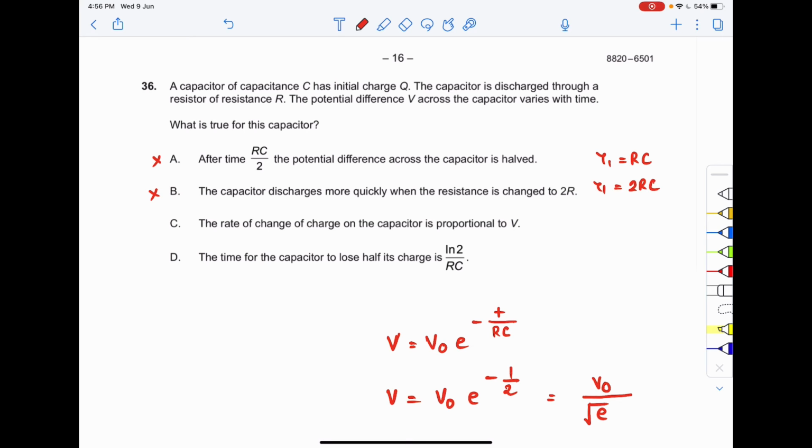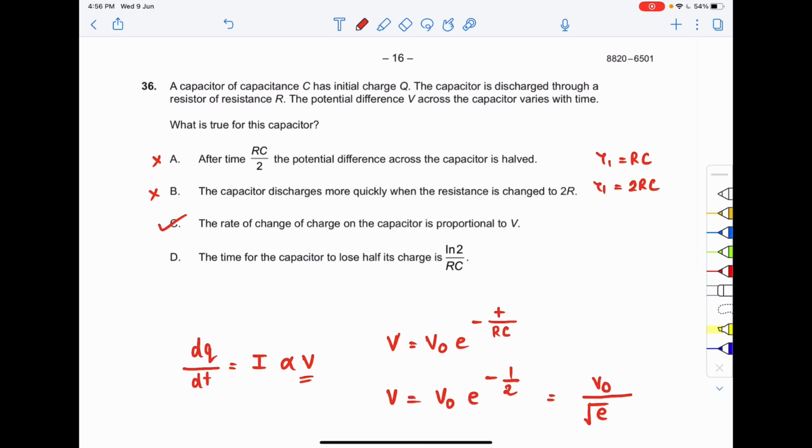Okay, so proceeding to option C, the rate of change of charge on the capacitor is proportional to V. The rate of change of charge on the capacitor, dq by dt, is equal to the current I that is flowing in the circuit at that particular moment, right? And we know that I is proportional to V, right? So that means option C is correct.